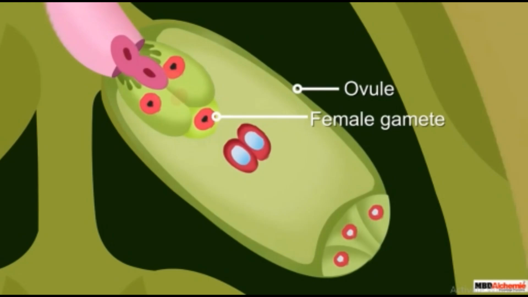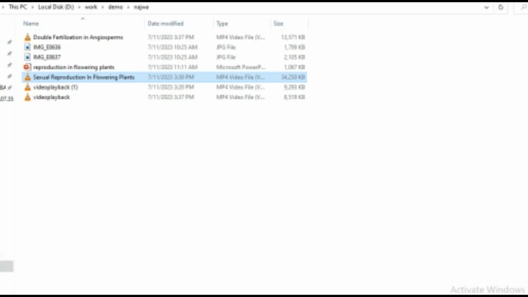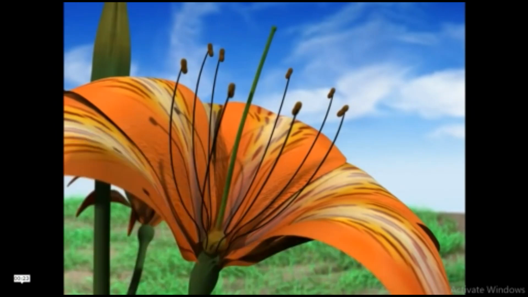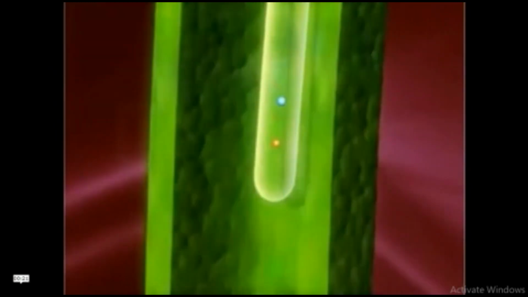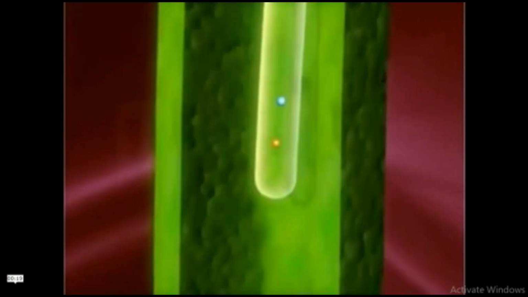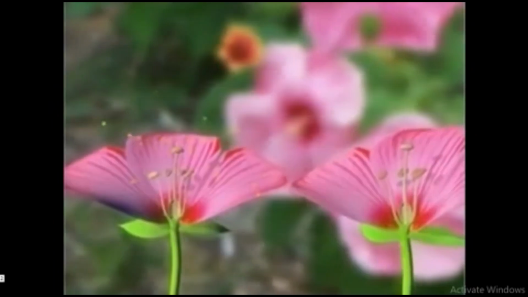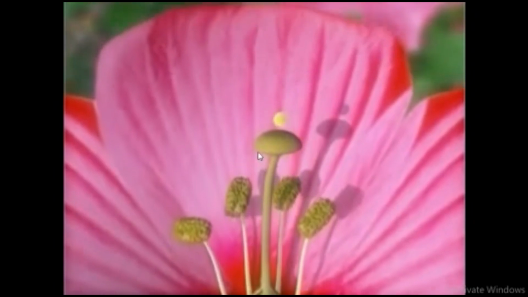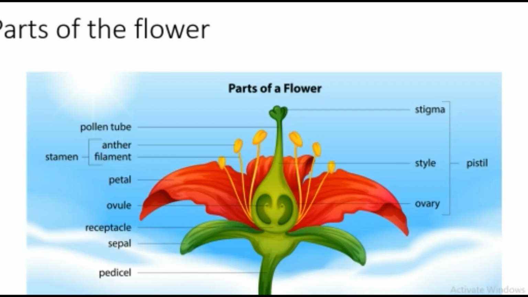So in this part we're going to start fertilization. First of all, the pollen grain falls on the stigma of the flower. The stigma will secrete a sugary solution. This will help the pollen grain to make a tube. This tube will be formed by the tube nucleus inside the pollen grain. The pollen tube will reach the ovule through the micropyle.